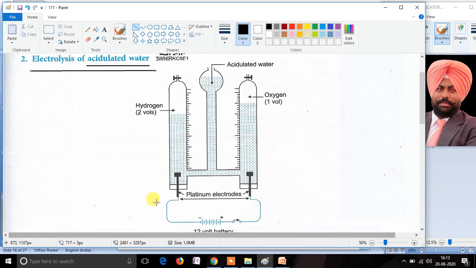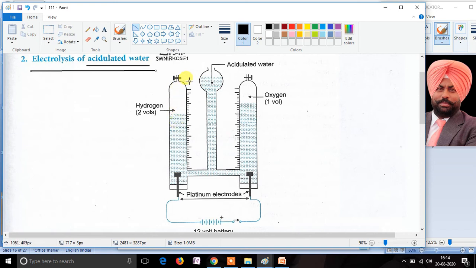On passing the current, electrolysis will take place and the acidulated water will decompose, dissociating into ions. This special arrangement to perform the electrolysis of acidulated water is known as Hofmann's voltameter. This is the name given to this special apparatus in which the electrolysis of acidulated water is conducted.